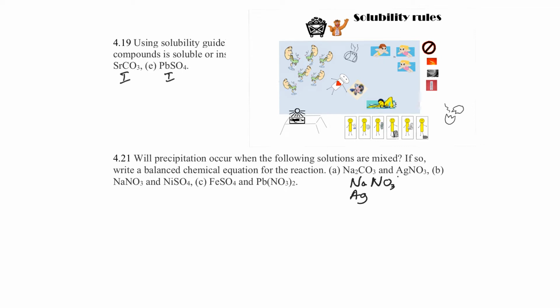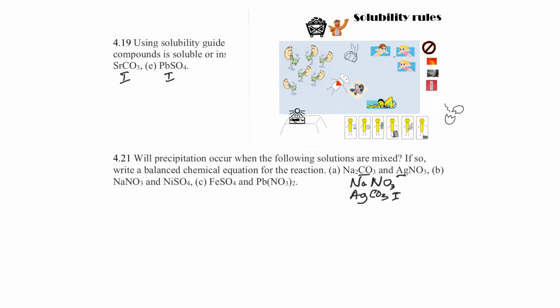So I have silver from the front of this one and carbonate from this, okay? Well, all carbonates are insoluble except for the ones that are in the pool. So silver carbonate would be insoluble. That means it is going to be a product, okay?